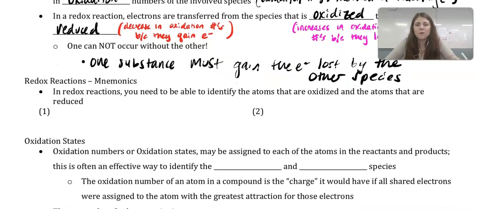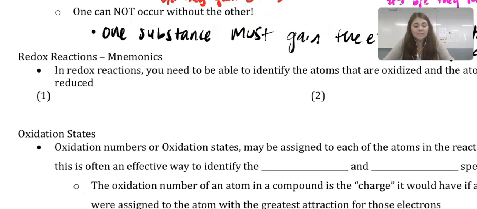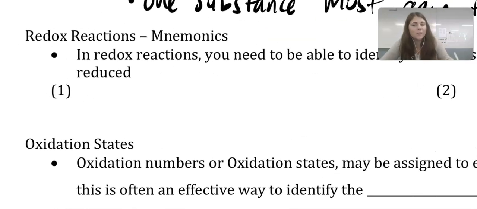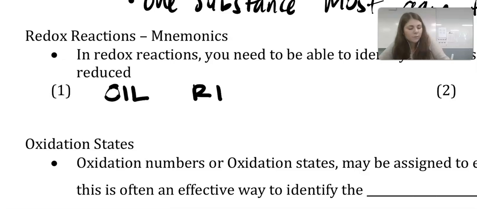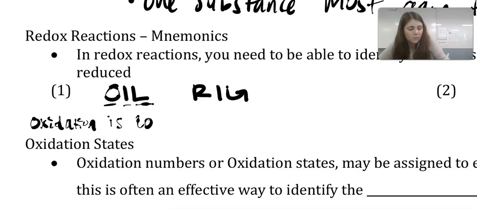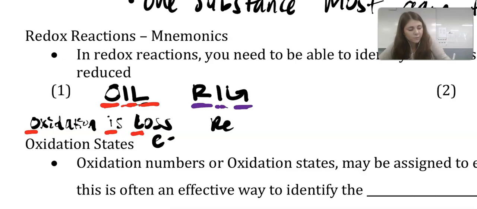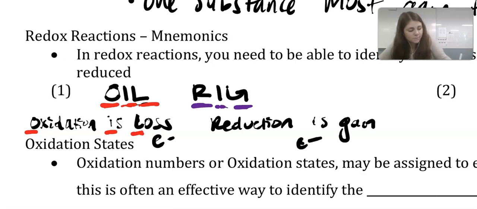If you haven't noticed about me, I love mnemonics. Anything to help me memorize stuff really helps me make the information click. There are two different little sayings that you can use to memorize oxidation and reduction. The first one is called OIL RIG. The O in OIL stands for oxidation, I stands for is, L is loss, and this is loss of electrons. And the other is RIG. This stands for reduction is gain of electrons.